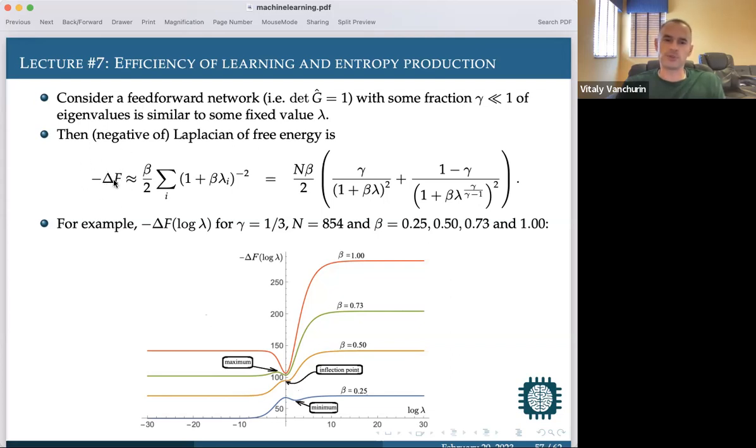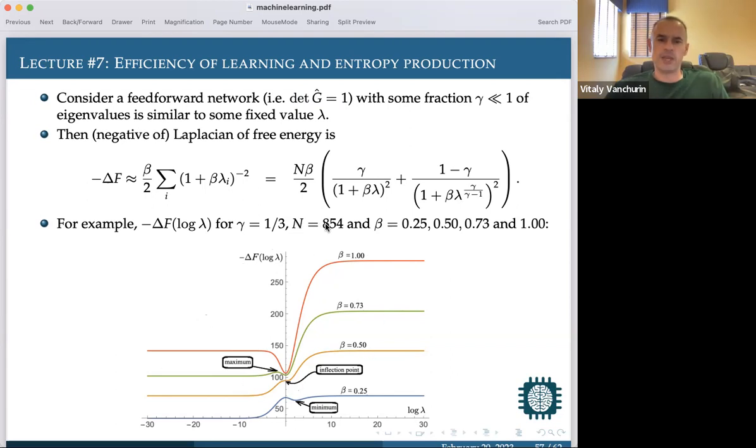And by making it as small as possible, we would make the entropy production as close to zero as possible, and so there'll be no overfitting, and we'll be in this sweet spot. Okay, so if you do these calculations for the feed-forward network, for which determinant of G is equal to 1, then you get this result. There's just some function which depends on lambda and gamma. Remember, gamma is the fraction of eigenvalues we consider. Lambda is the value of the eigenvalues. And I just plot here some examples.